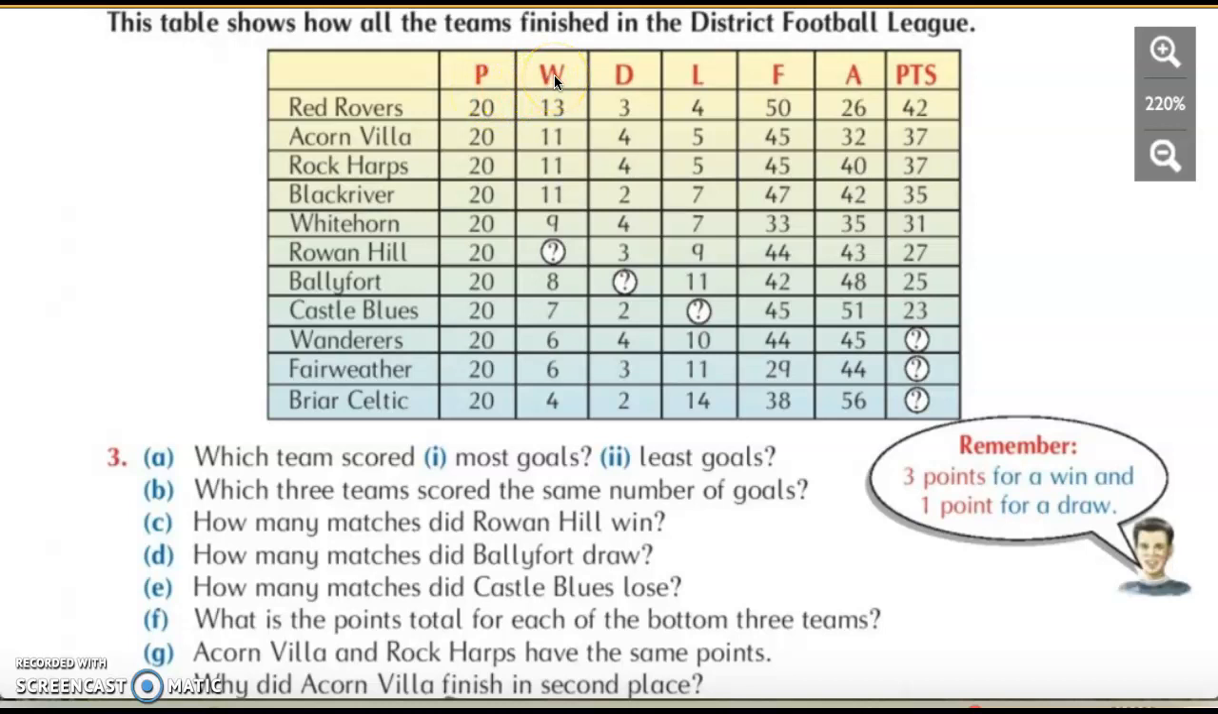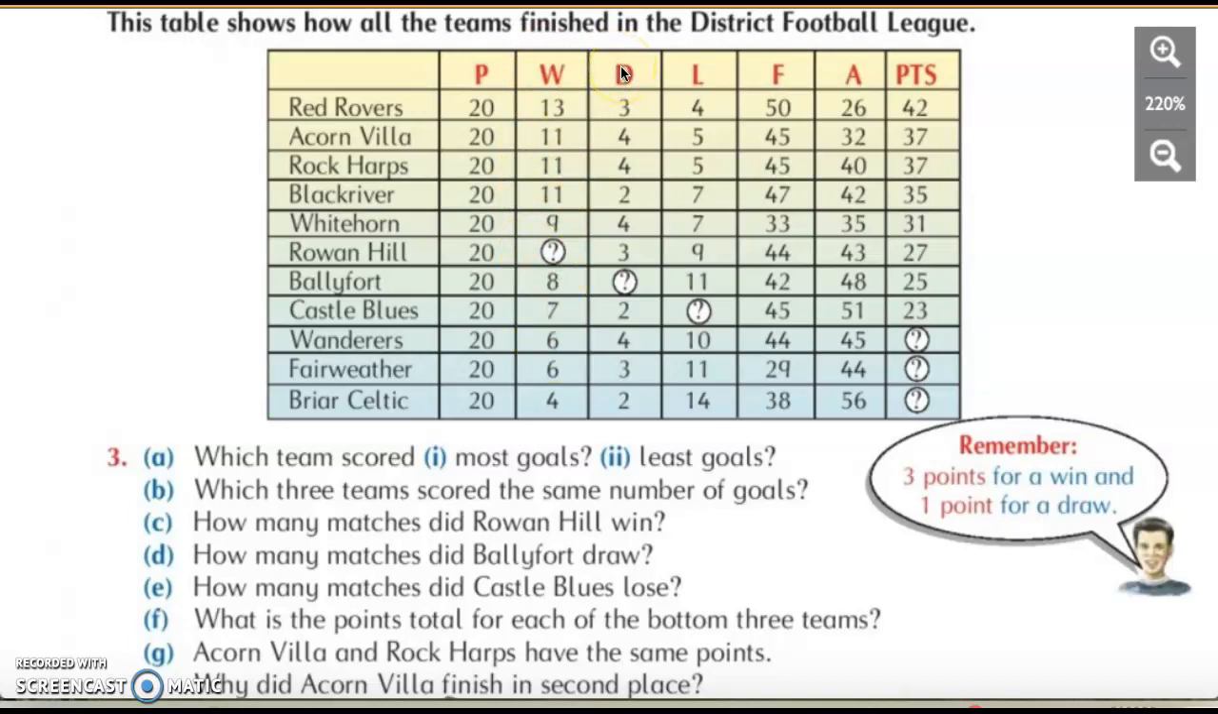W is for win. How many matches did each team win? Red Rovers won 13 matches. If you come down to Black River, they won 11 matches. Down to Wanderers, they won 6 matches. So W is the amount of wins.